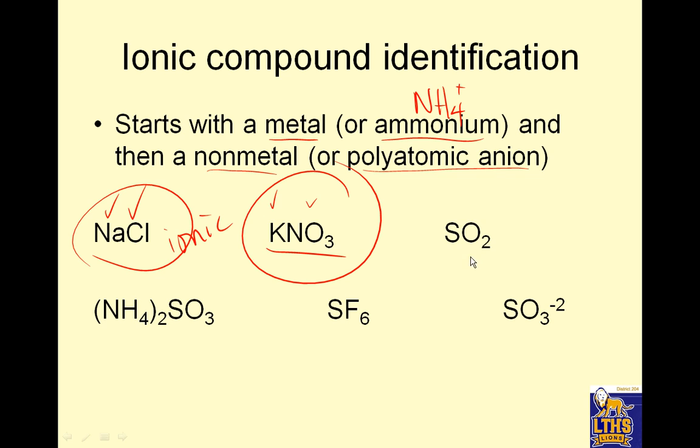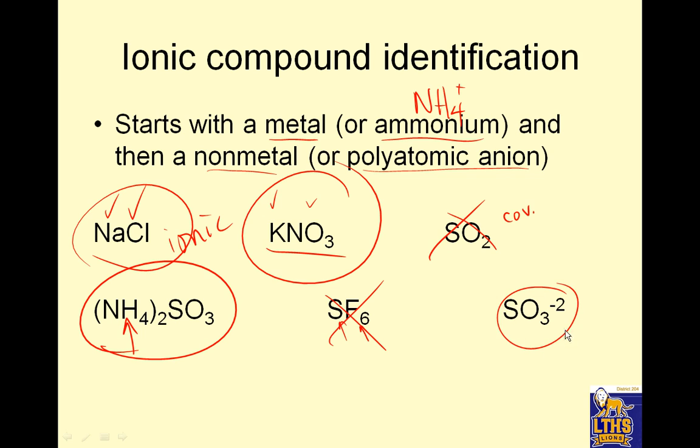This is not an ionic compound because it's got 2 nonmetals. So this is a covalent compound. I won't circle it so you don't think it's ionic. This starts with the ammonium ion and has a polyatomic ion as the anion, so this is ionic. This starts with a nonmetal and another nonmetal, so this is not ionic.